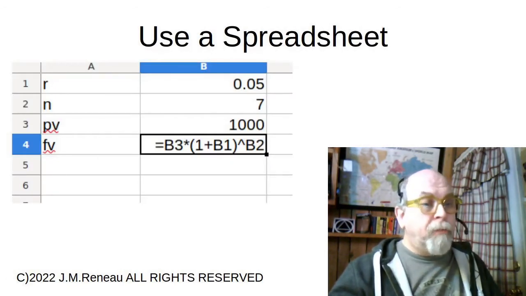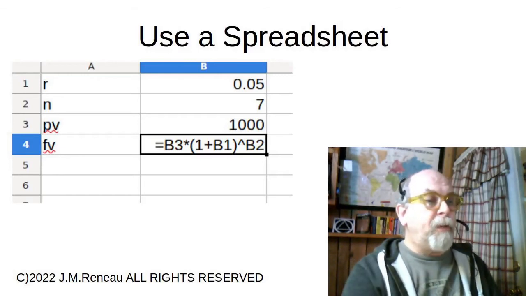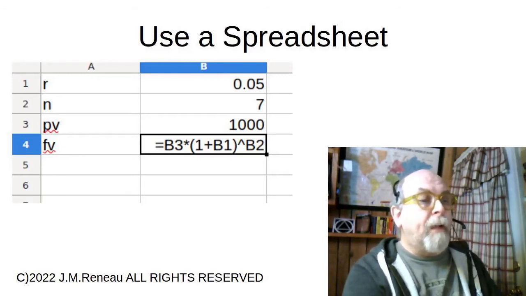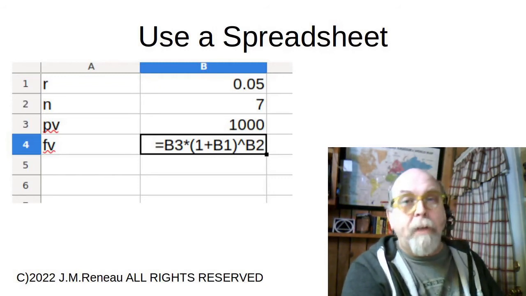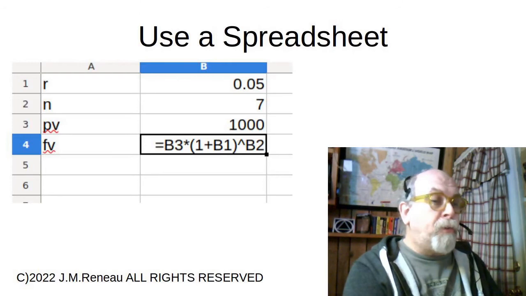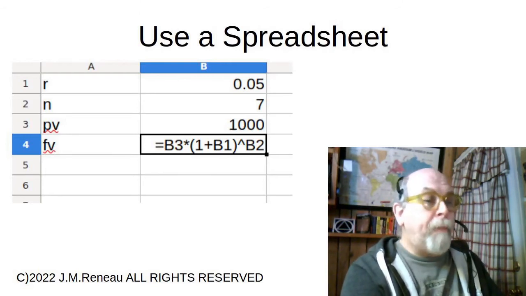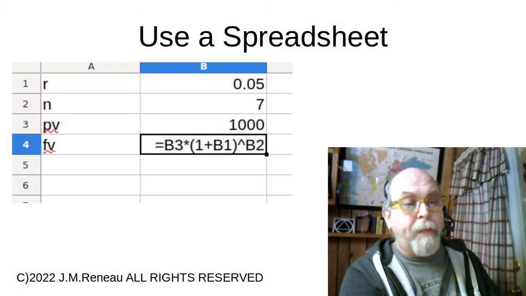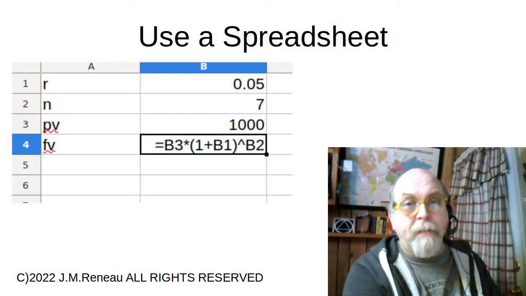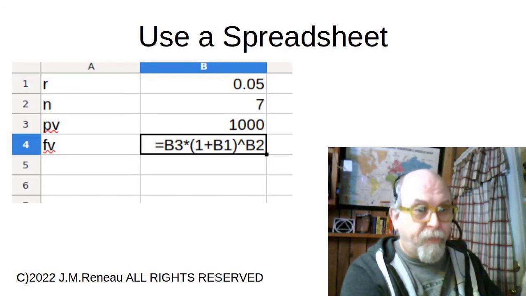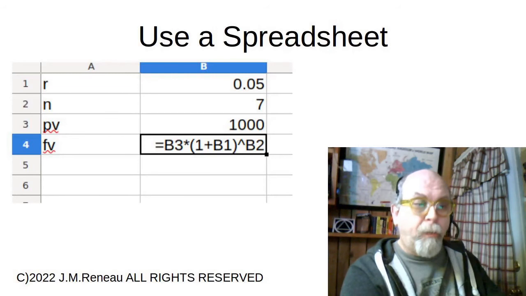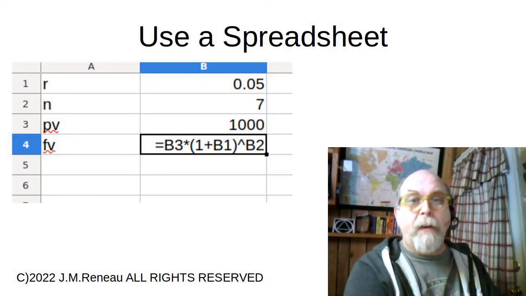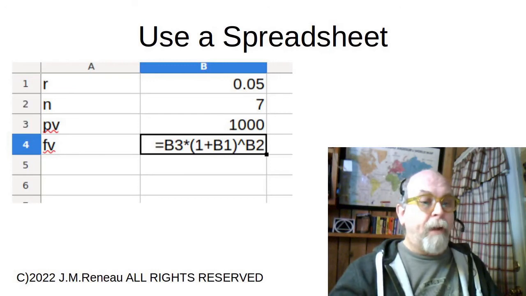We can also use a spreadsheet to calculate this, and you can see that I've created cell B1 as the interest rate, cell B2 as the number of periods, and cell B3 as the present value, and I calculate the future value using the formula B3 times 1 plus B1 to the B2 power. Now you might have put your values in different cells, but this way I can change any of those cells and the spreadsheet will automatically calculate the future value for me. Handy spreadsheet to have laying around.